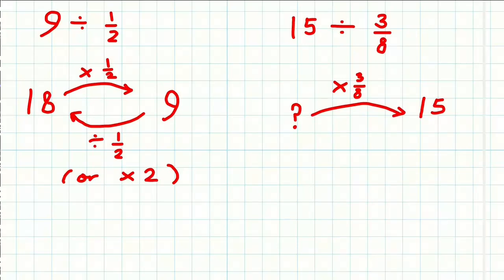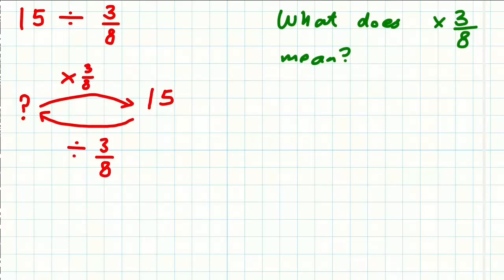If we're given a slightly more difficult one like dividing by 3/8, it's the same idea. We have to find the original number that when you take 3/8 of it, you get 15. And that's dividing by 3/8. So if we can find out how to do that, we'll know how to divide by a fraction.